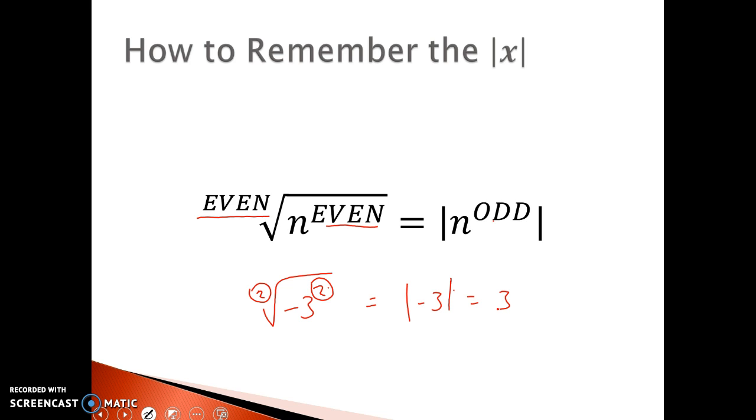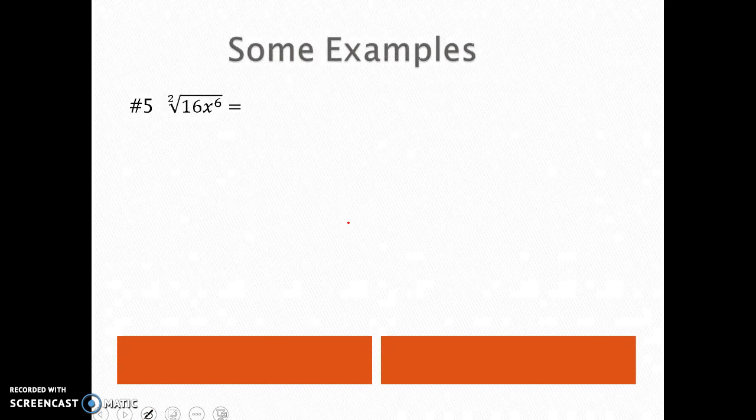And so we have to remember to put absolute value bars around anything where there's an even and an even that simplifies to something that is odd. Let's talk about this in these next few examples.